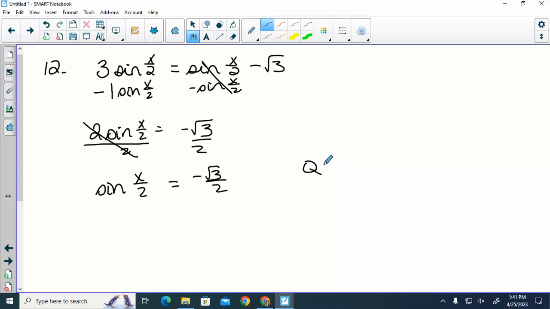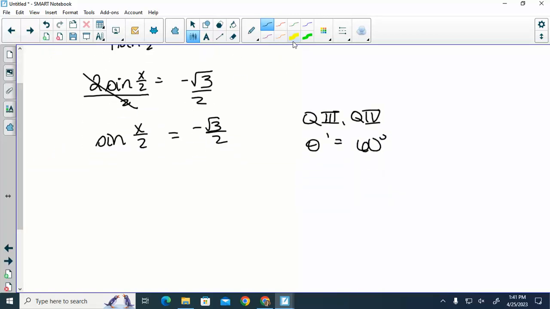Quadrants. When is sine negative? Reference angle. Still in degrees. When is sine radical 3 over 2? 60 degrees. So our angle, x over 2, equals 60 degrees in quadrant 3. So 180 plus 60 is 240. In quadrant 4, 360 minus 60 is 300.